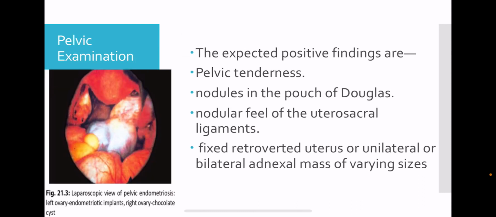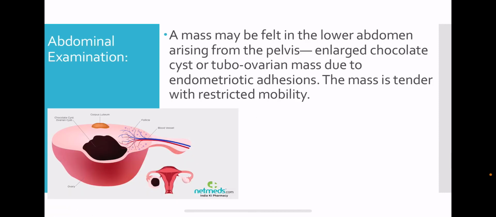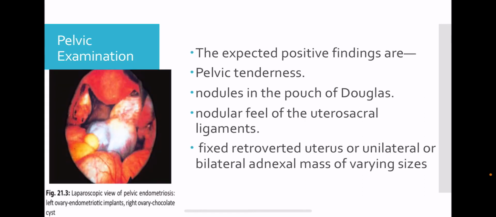Pelvic examination. The expected findings are pelvic tenderness. When you do the abdominal examination, we saw a mass which is chocolate cyst or tubo-ovarian mass. Now during the pelvic examination, what do we find? There is pelvic tenderness, nodules in the pouch of Douglas, nodular feel of the uterosacral ligament, fixed retroverted uterus, or unilateral or bilateral adnexal mass of varying size. Adnexal means the ovaries and the tubes together, known as adnexal mass. The tubo-ovarian mass is nothing but the adnexal mass.